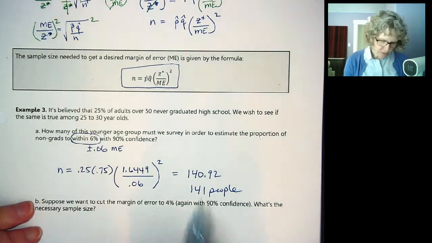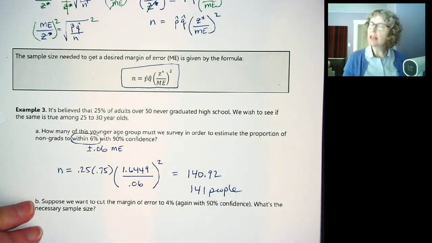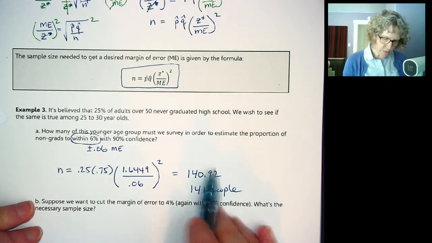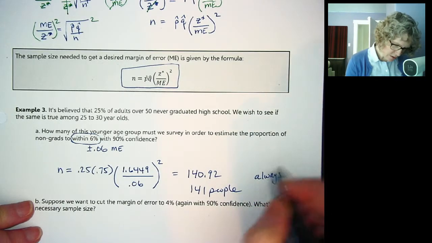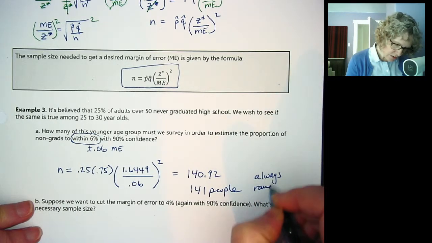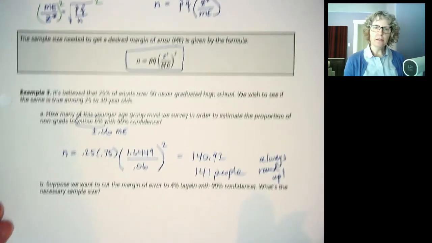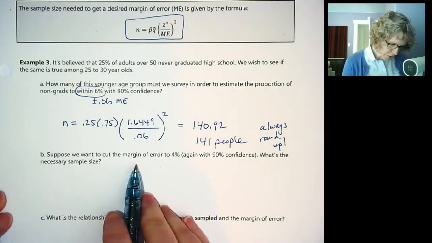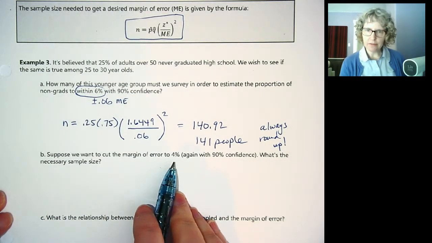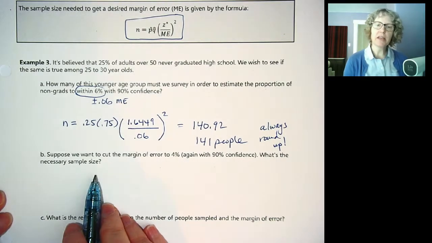Even if this was 0.5 or below, we would still round up, because to get that margin of error we need at least that many, so we would round up. So I'm going to write a note here: always round up. Okay, let's do one more example. Suppose we want to cut the margin of error to 4%. Again with 90% confidence. What's the necessary sample size?